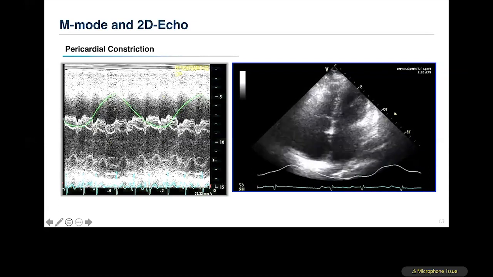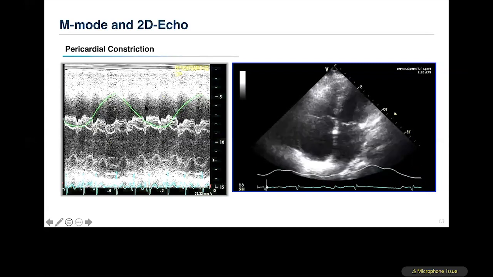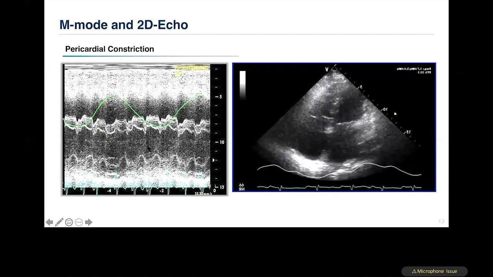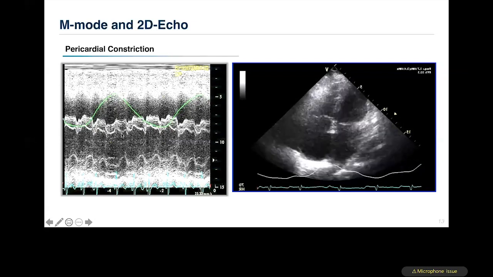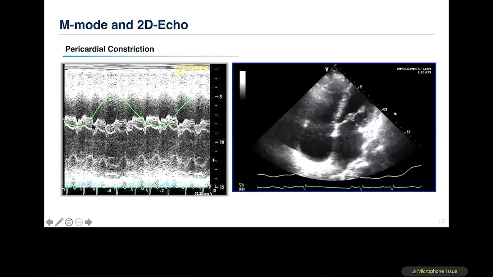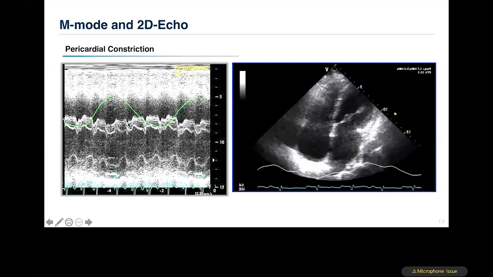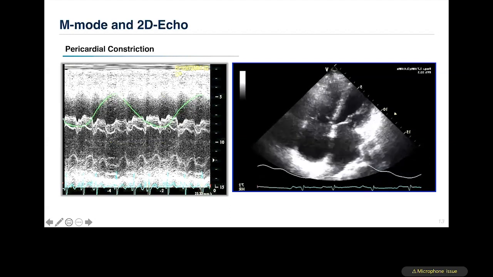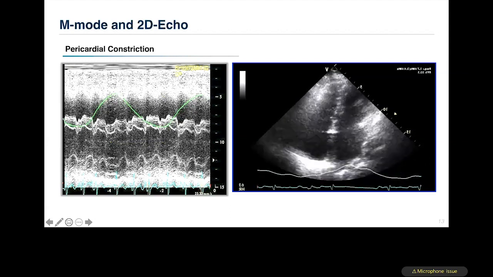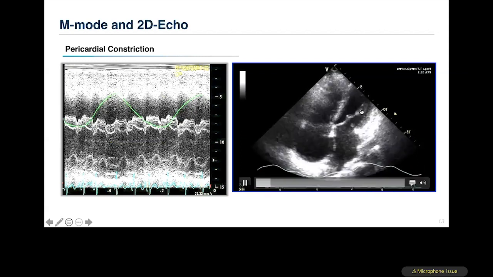The septum is moving towards the right ventricle, and this is the left ventricle. So you can see here the moving back and forth of the septum. But in addition to that, there is this abnormal high frequency motion that is happening in the septum. So there are two components. Now these two components can also be recognized on 2D echocardiogram.